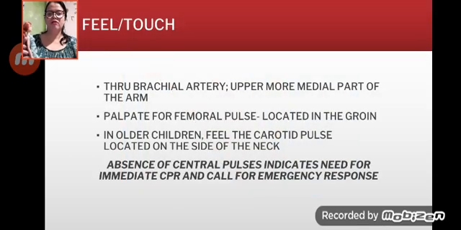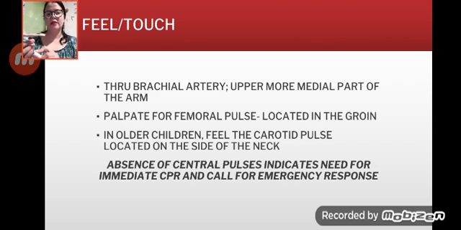Then another thing is to feel or touch. So we're now in the feeling or touch, because beforehand we were looking for or assessing the child. From this time we'll be doing the touching and feeling of the newborn. So you need to check for the brachial artery, which is at the upper, more medial part of the arm. Another thing is you need to palpate for the femoral pulse, which is palpated on the groin.